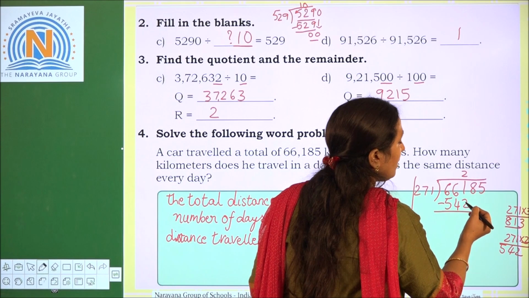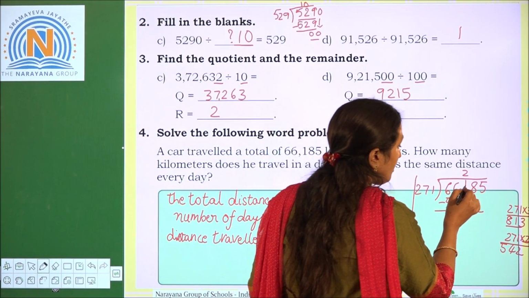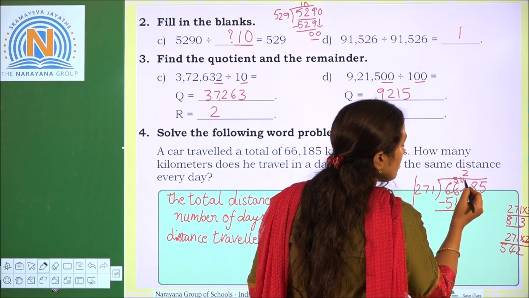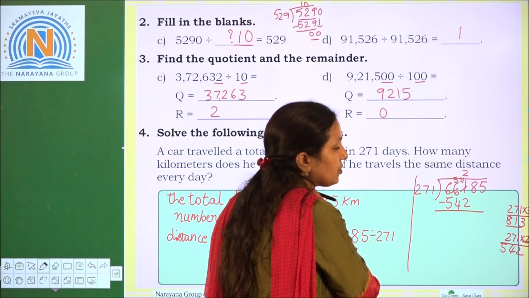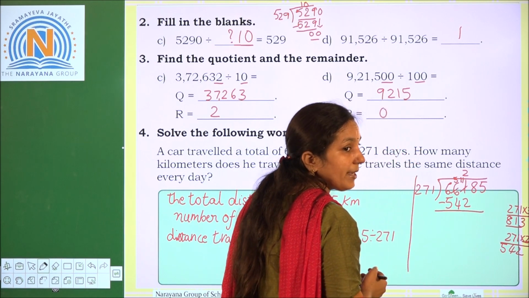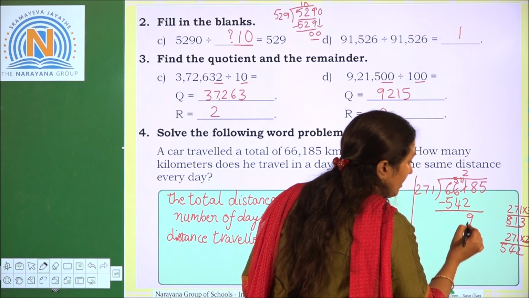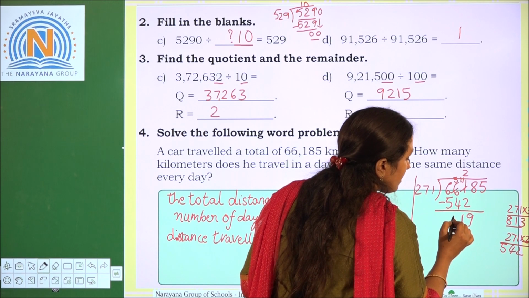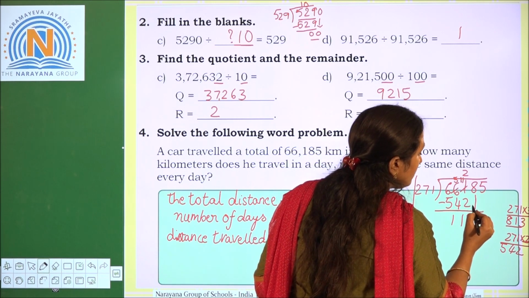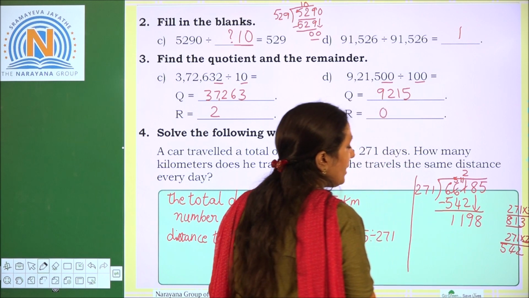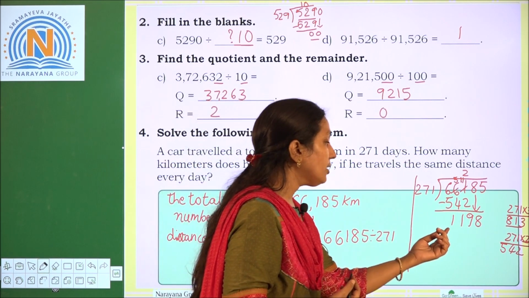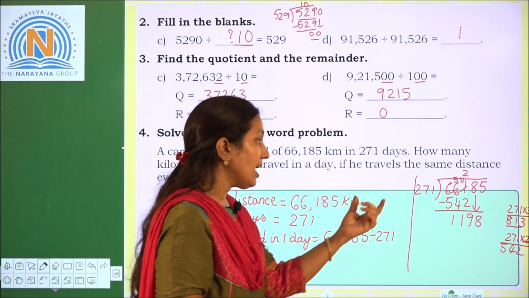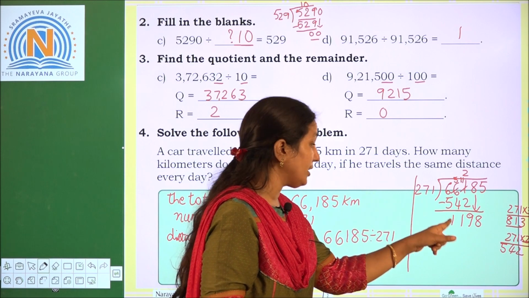542. Can we subtract 1 minus 2? No. Here we have to regroup. 1 will become 11, and this 6 will become 5. So 11 minus 2 is 9. Next 5 minus 4 is 1 and 6 minus 5 is 1. Now bring down 8. So 1198 divided by 271 means how many 271s are there?